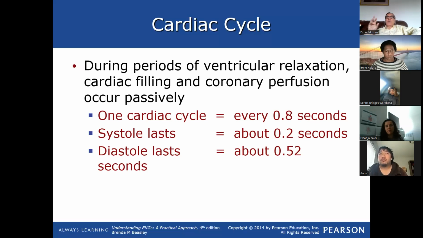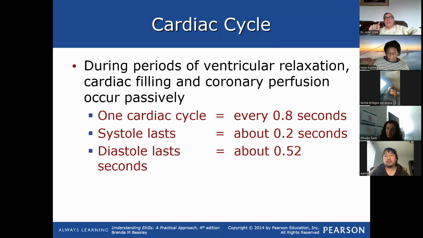So systole followed by diastole takes 0.8 seconds. Systole alone, 0.2 seconds. Diastole lasts almost 0.6 seconds, okay? So this means what? Diastole is longer than systole. So take notes of this slide. What we need to know from this slide is that diastole timing is bigger than systole timing. Okay?